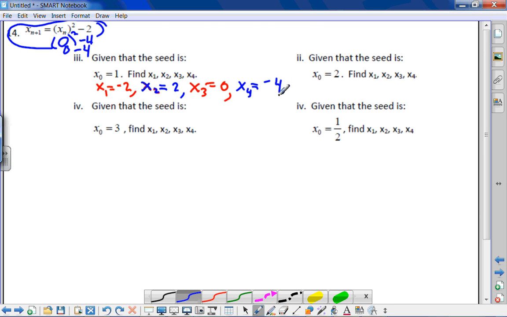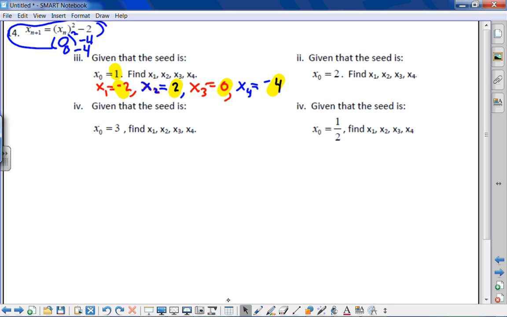This is an interesting one. I'd almost like to see what happens after that, because I don't quite see a pattern yet. We went from a seed of 1, negative 2, positive 2, 0, negative 4. This is some interesting behavior. Maybe we'll look later if I have time, see what happens in iteration 5 and 6 and 7. All right, let's go over to part 2.